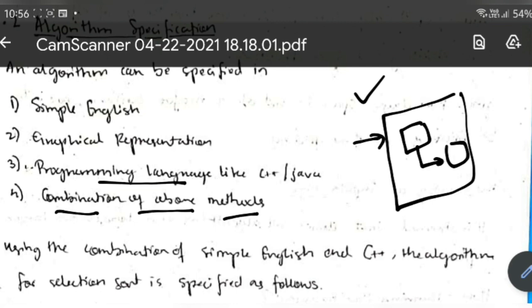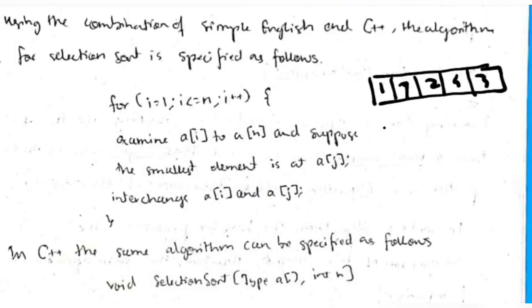Let's understand algorithm specification by using an example. In this example, we have been given an array, and we have to sort it using selection sort. What does selection sort do? In selection sort, we traverse through each element till the last element, and in each iteration, we find the smallest element. In the first iteration, the smallest element is 1. We place 1 in the first position. Since it's already 1, we'll move on to the second iteration.